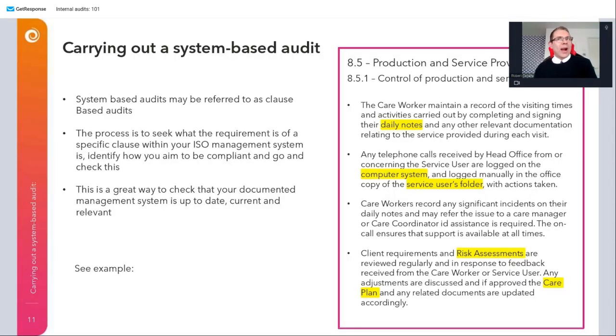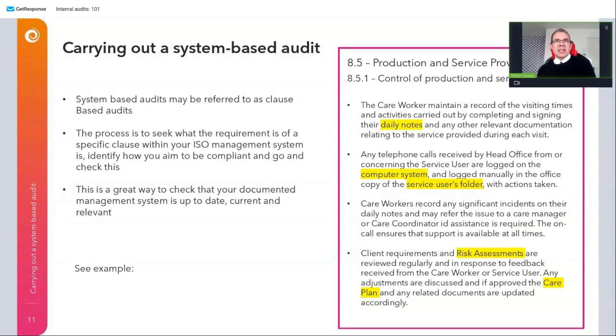So this is where things start getting quite exciting, and I'm going to cover some examples of typical audits. On screen here, just to give everybody some oversight, on the right-hand side of the webinar screen, 8.5 is essentially a clause requirement under the quality standard, and it says production and service provision, control of production and service provision. Essentially, what control of production and service provision means is how you actually deliver your activities to your clients.